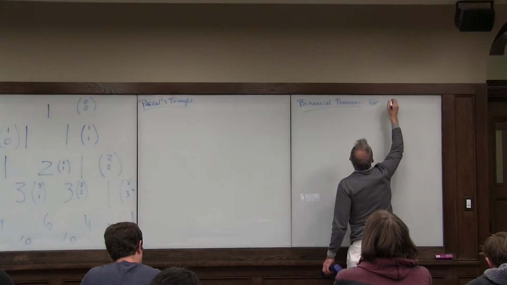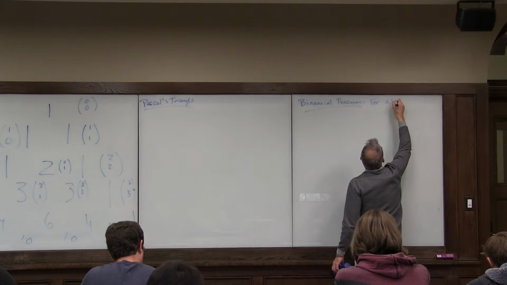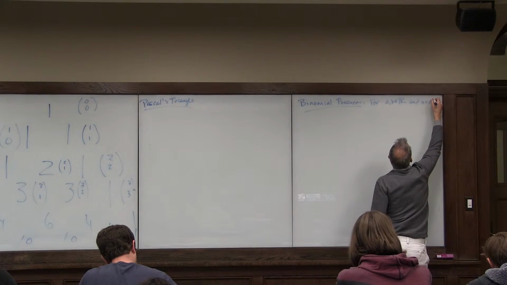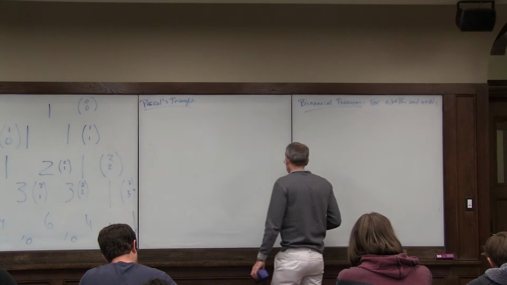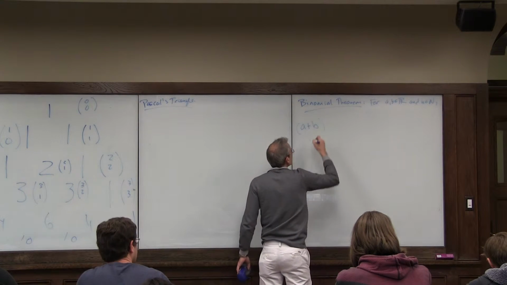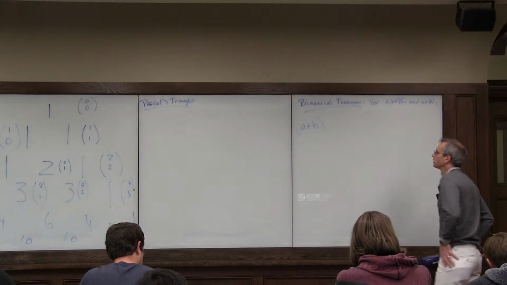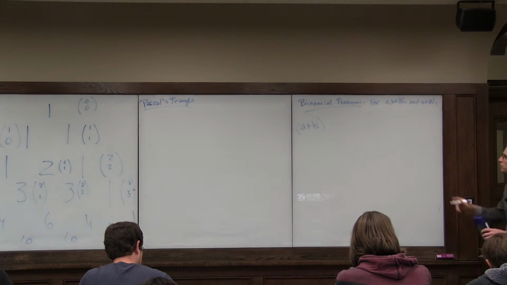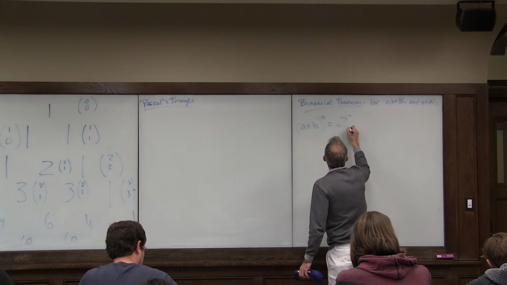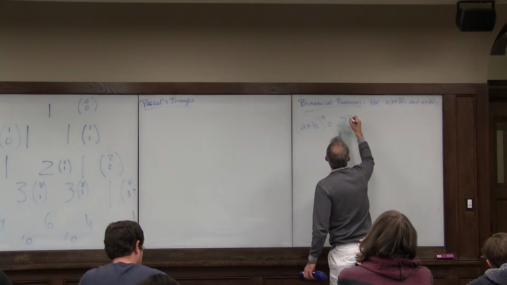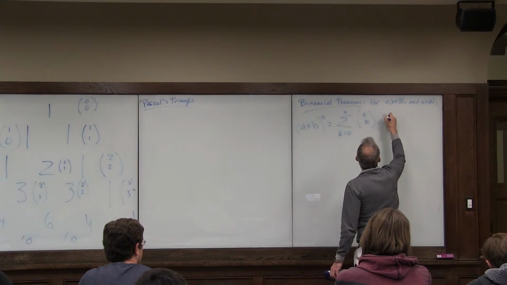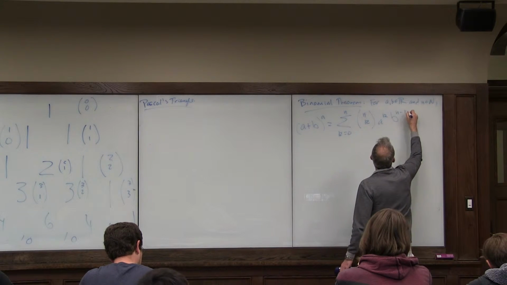So for a and b elements of R and n an element of N, here's the binomial part. Binomial, bi is 2, as you know. Nomial is what? Number or something, right? Binomial, so it's 2 things being added and raised to this power. And that is the sum from k equals 0 to n of n choose k, a to the k, b to the n minus k.